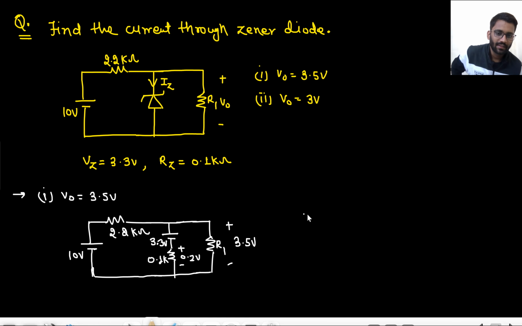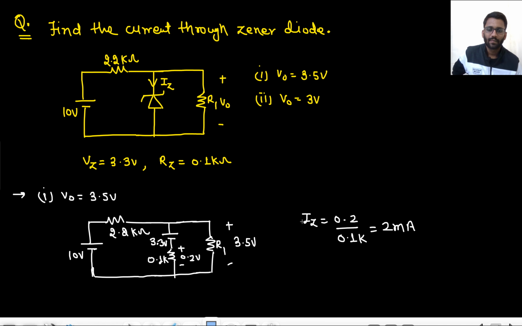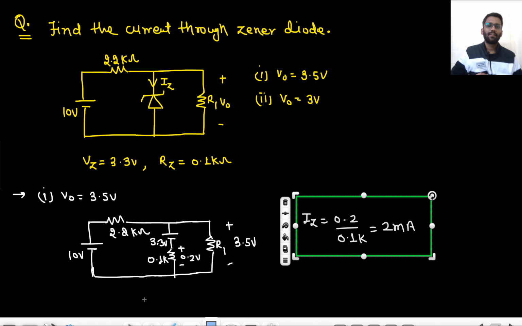So what will be your Iz? Your Iz will simply be voltage by resistance. That means it will be 2 milliampere. Are you getting my point? This is the first case.